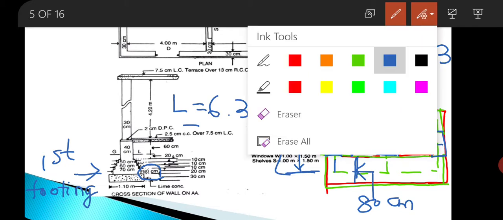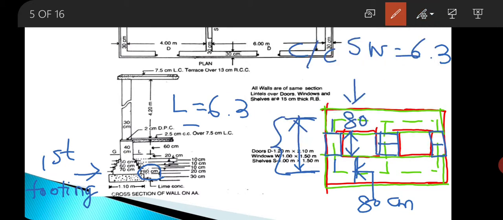This portion, from this to this, is half of the width. Similarly, on this side also it is half of the total width. As we are now doing the calculation of first footing, that width is 80 centimeter. So, when we subtract half of the width from both sides, we will get the length of the left out portion. So, the length part is over.